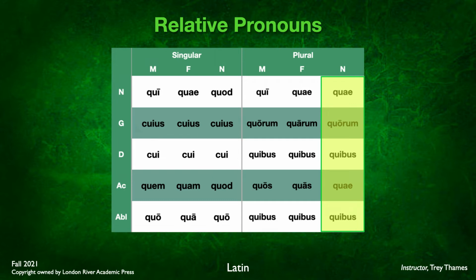If you see QUAE, it's either going to be feminine nominative singular, feminine nominative plural, or neuter nominative plural, or there's a possibility it is neuter accusative plural. But those are the 2 spots you're going to see it in, nominative and accusative. So it's either going to be your subject or your direct object most likely. So if you keep that in mind, it shouldn't give you too many problems.